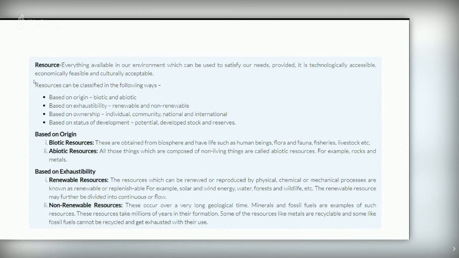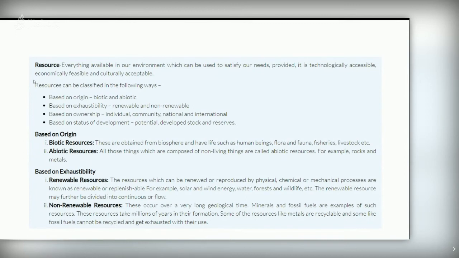So a thing that is available in our environment and which can be used to satisfy our needs, which is technologically accessible, economically feasible, and culturally acceptable, can be termed as a resource. In short, it should be able to be reached, it should be practically available, and it should be acceptable. Such a thing that is available and can satisfy our needs can be termed as a resource.